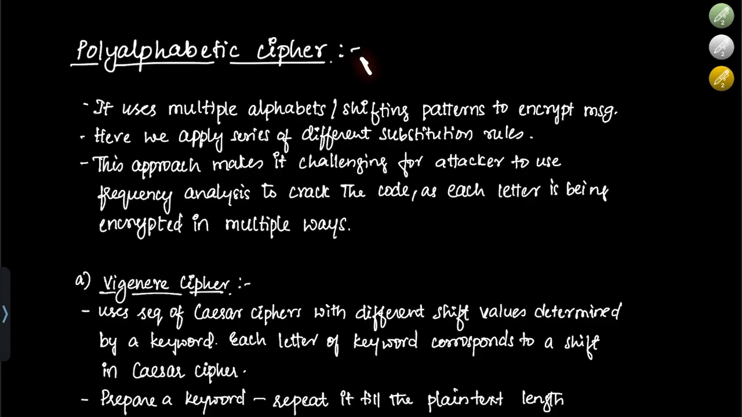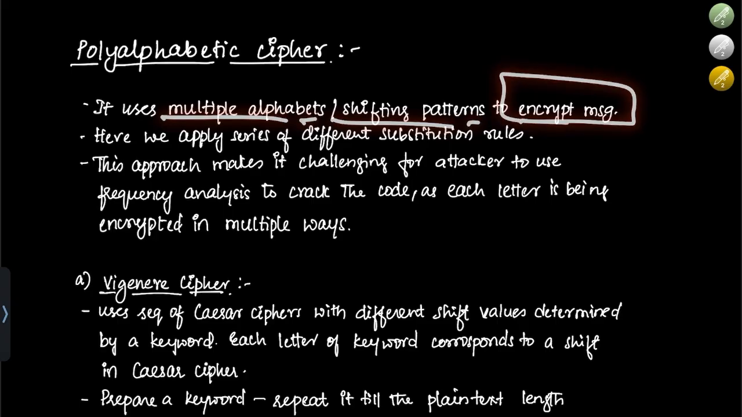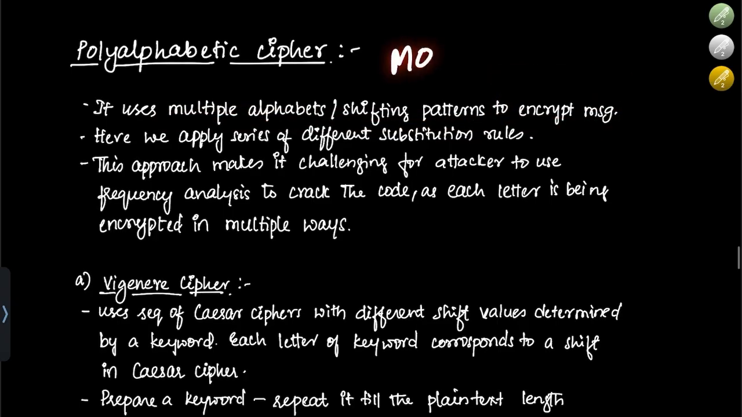Polyalphabetic cipher is one amongst the substitution cipher techniques, which makes use of multiple alphabets or shifting patterns to encrypt a given message. When we were speaking about the monoalphabetic cipher in previous videos, we were using a single substitution rule throughout the message. But with polyalphabetic ciphers, we apply a series of different substitution rules. By making use of this technique, it becomes more challenging for the attacker to use frequency analysis to crack the code, because each letter may be encrypted in multiple ways, depending on the chosen rule for that part of the message.